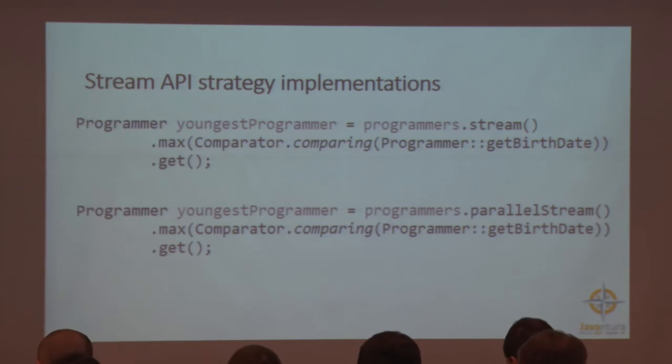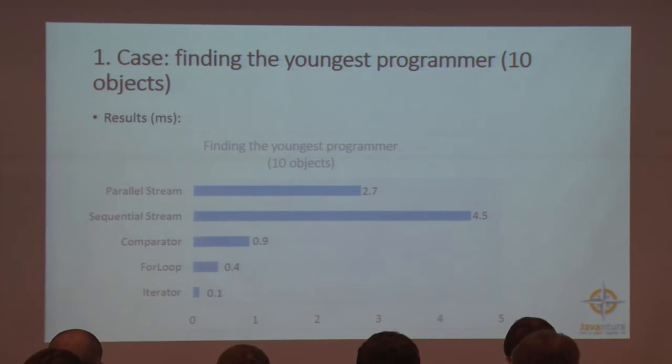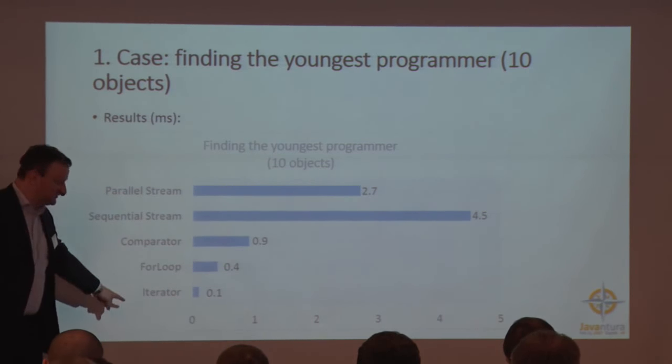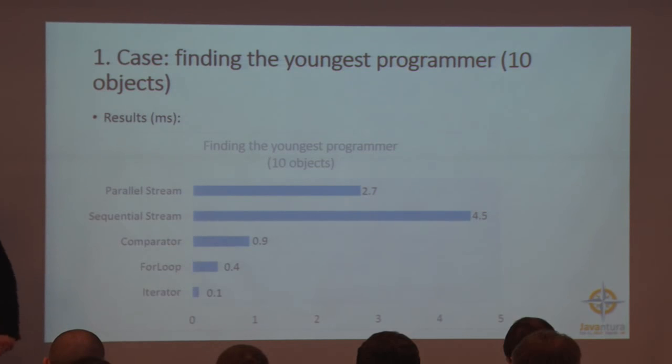And what do you expect? Since you have a single method that can find and get the youngest one, and the same thing with the parallel stream, the results are here in milliseconds. So who is the best in this case? Which strategy is the best? What do you think?